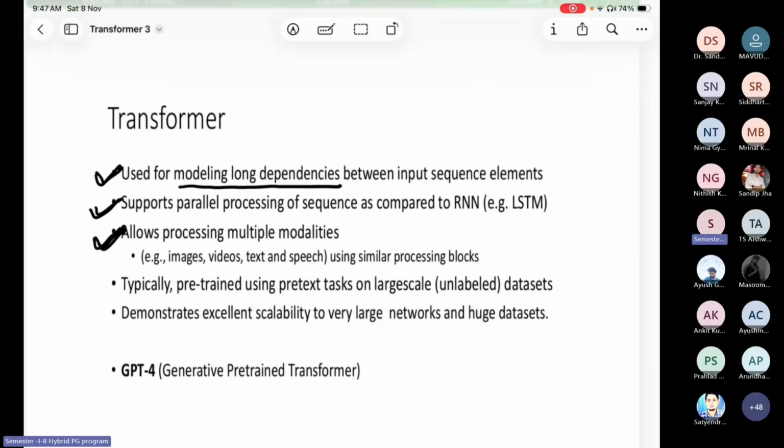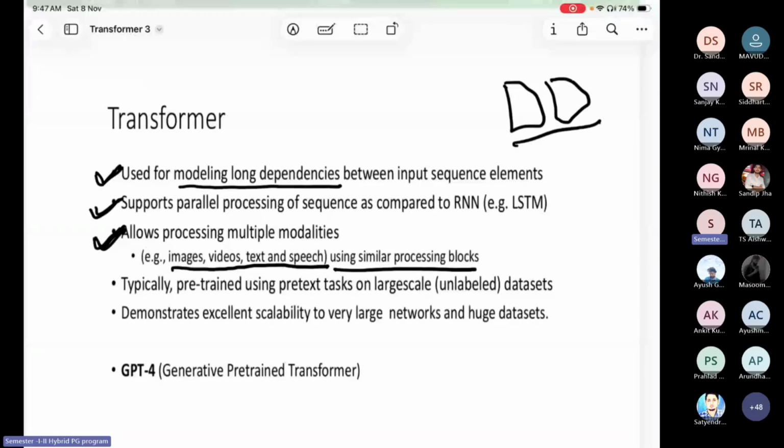So this line is saying that it allows processing multiple modalities. That's why now a transformer block can be used for multiple types of modality like images, videos, text, and speech. And the very interesting part is using a similar processing block. That's the beauty of the transformer. Just one similar type of block, whatever you define here, can be used for different types of modalities.